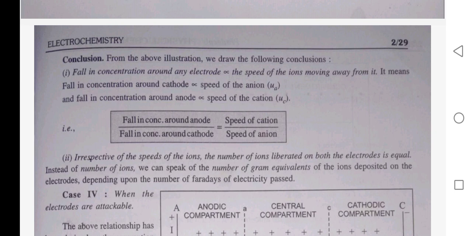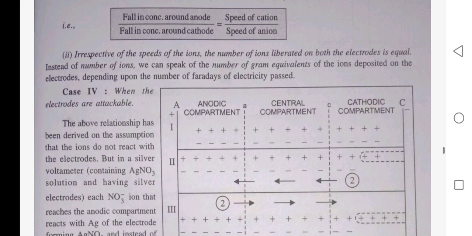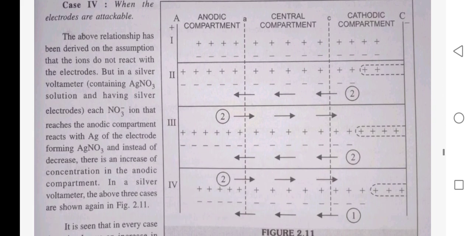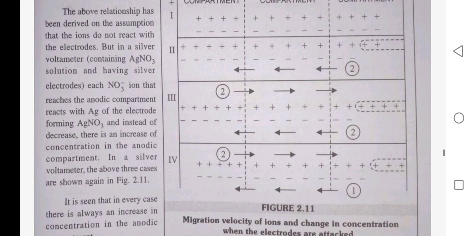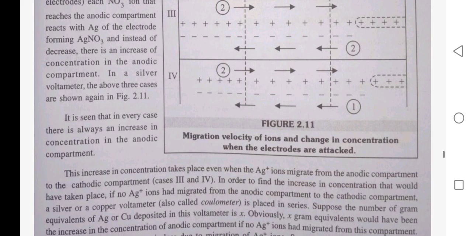Case 4. When the electrodes are attackable. The above relationships had been derived on the assumption that the ions do not react with the electrode. But in a silver voltameter containing AgNO3 solution and having silver electrodes, each NO3 negative ion that reaches the anodic compartment reacts with Ag of the electrode, forming AgNO3, and instead of a decrease, there is an increase of concentration in the anodic compartment in a silver voltameter. The above three cases are shown in the figures.